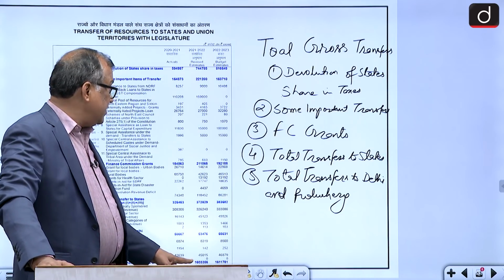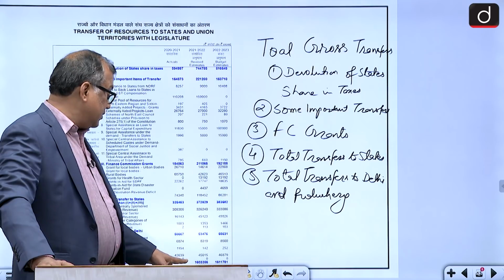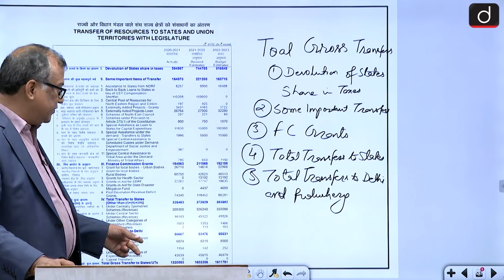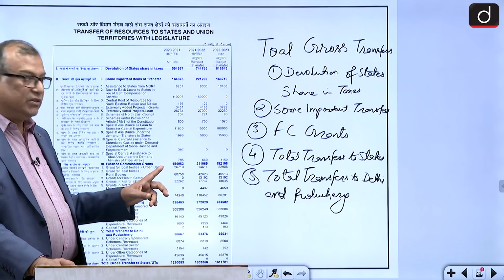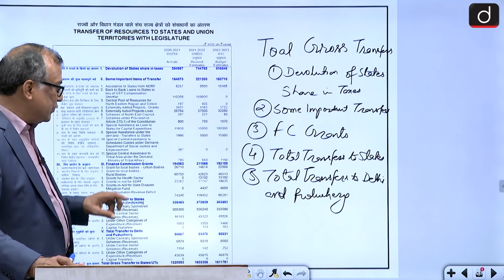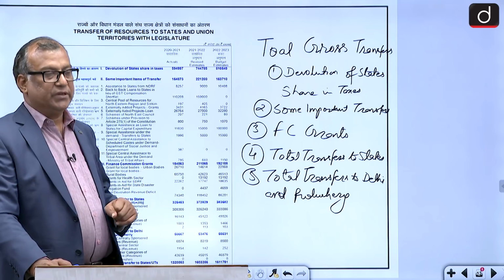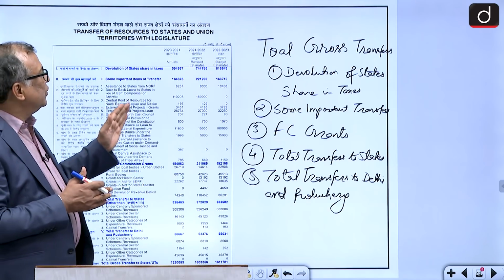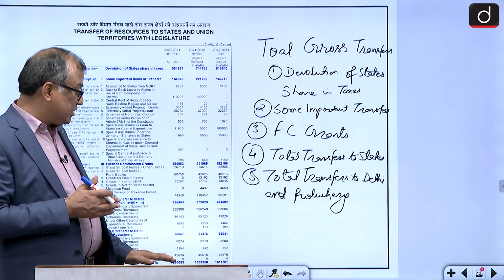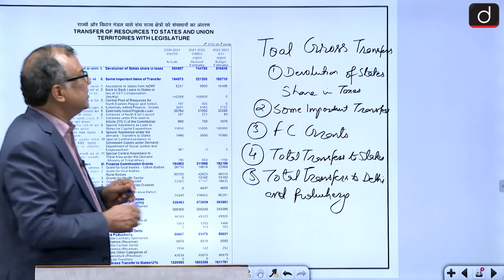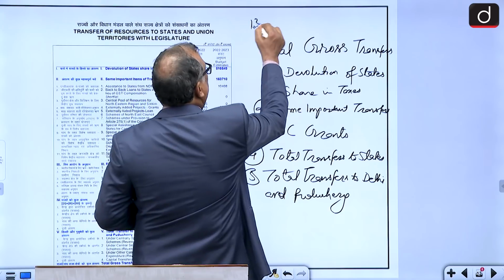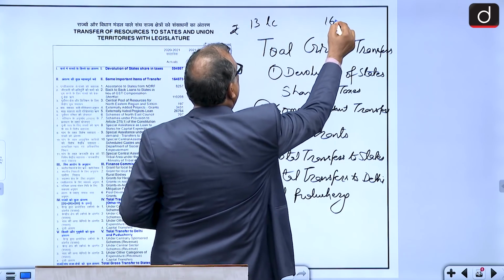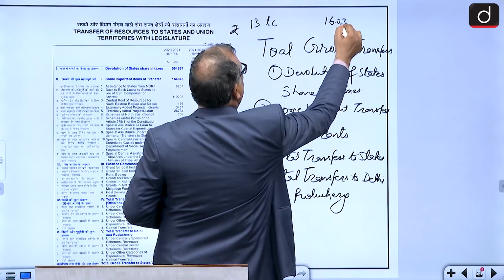In this year, current year, it is 16 lakh crores. Next year again it is 16 lakh crore, 16 lakh 3,000, 16 lakh 11,000. So this trend is to be noticed, that in 21-22 the total gross transfer had increased from 13 lakh crores of rupees to 16 lakh crores, 16.03 lakh crores.